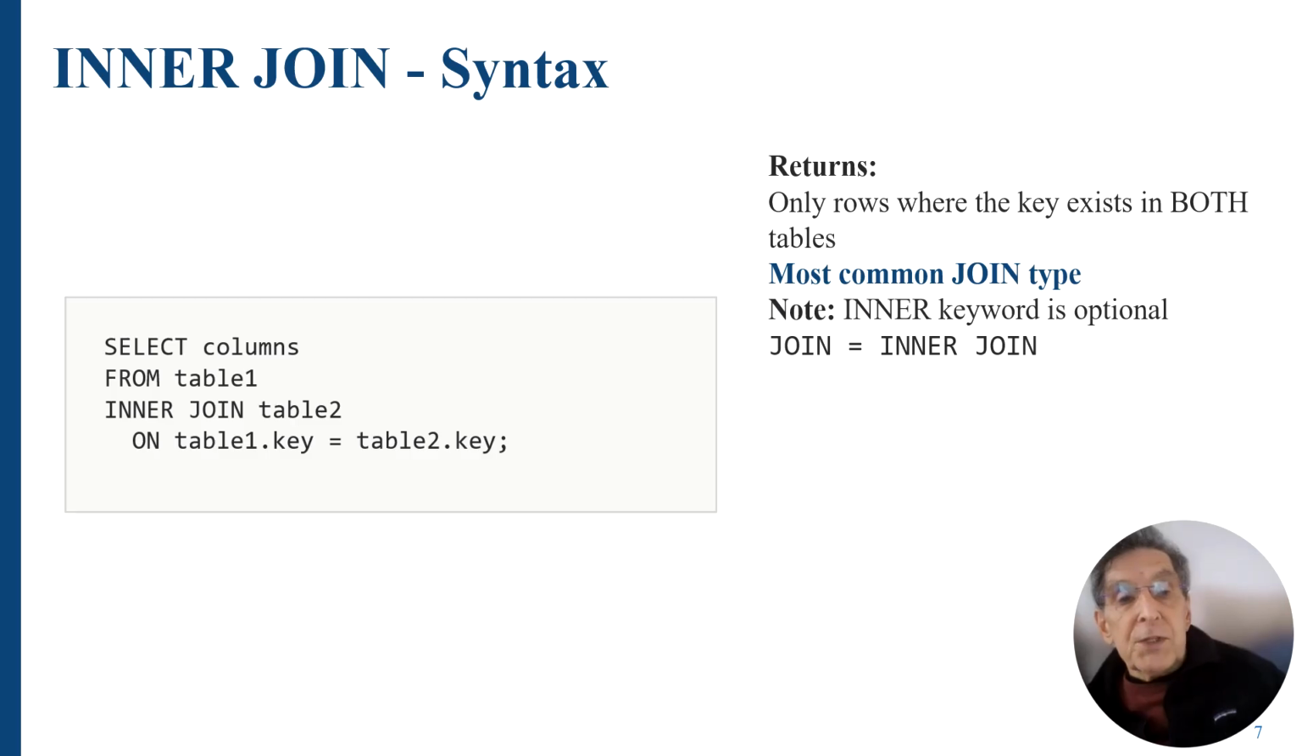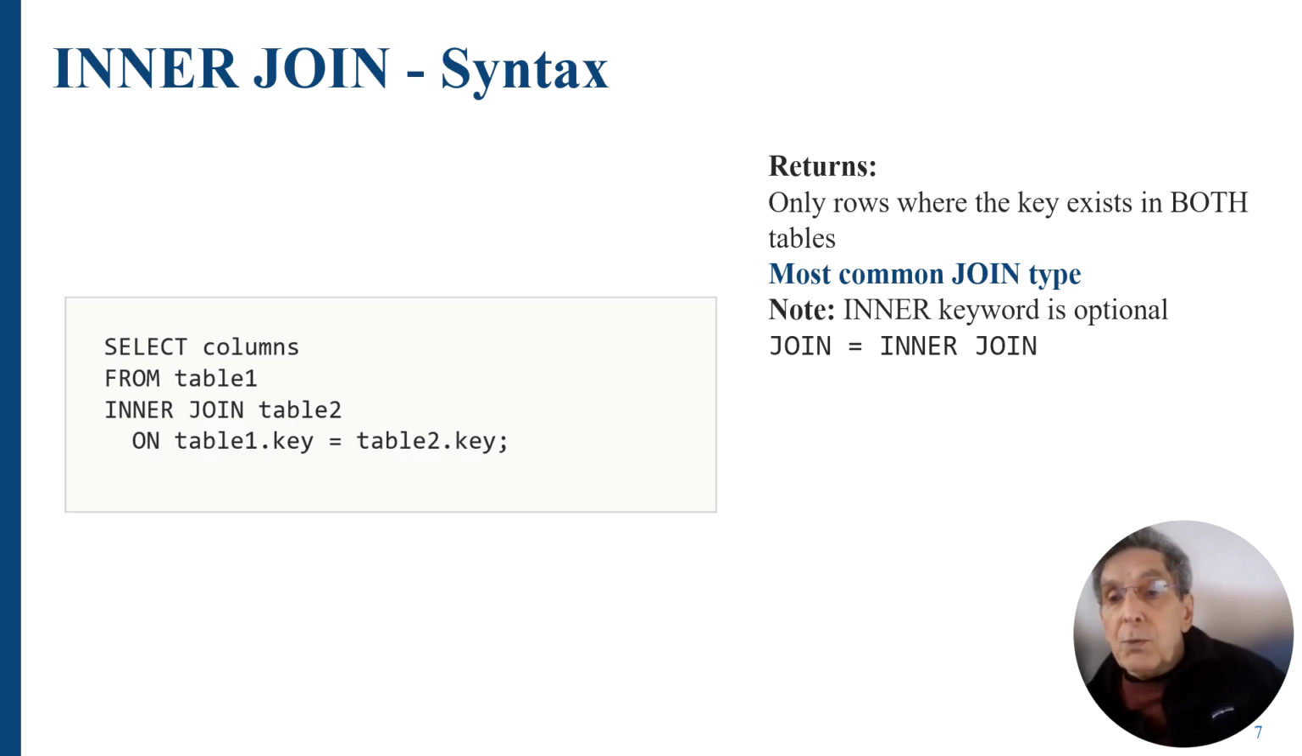All right, let's talk about the syntax. In the inner join, we select the columns we want from the first table and then inner join the second table on a matching condition. The on clause specifies how the tables relate, typically by comparing a foreign key to a primary key.